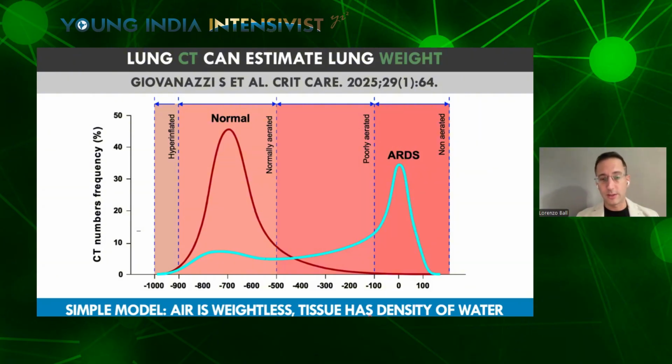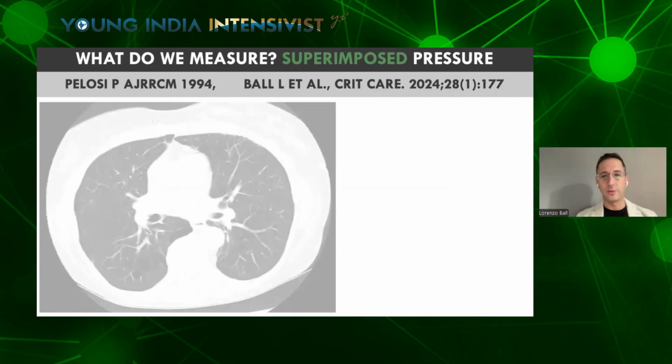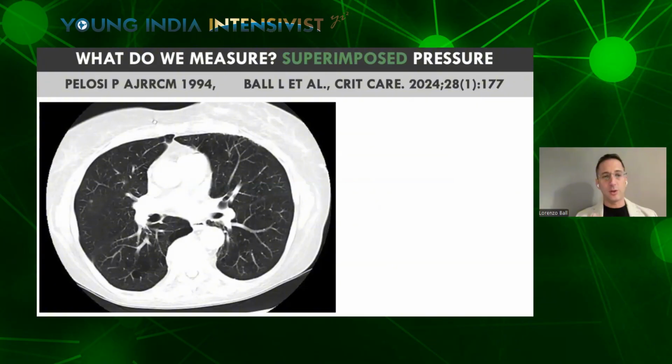What have we learned studying the density of the lung based on chest computed tomography? One of the most important concepts we derived from this simple model was the concept of superimposed pressure. Most of our patients are lying supine in our ICU beds. If I take a patient with super healthy lungs, of course, this is the CT scan of a patient with almost no findings on the lungs.